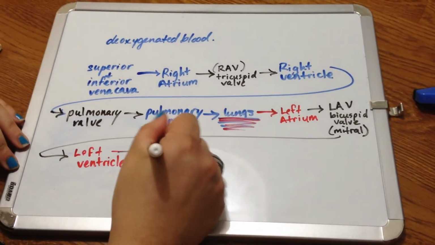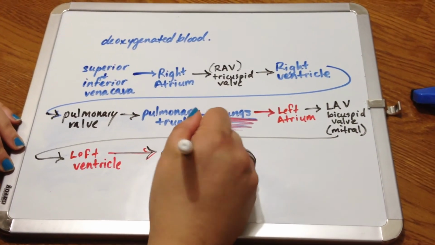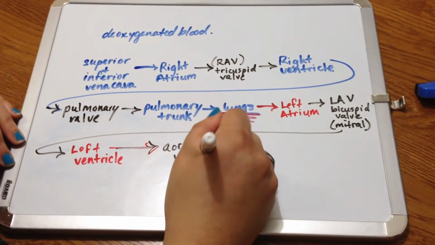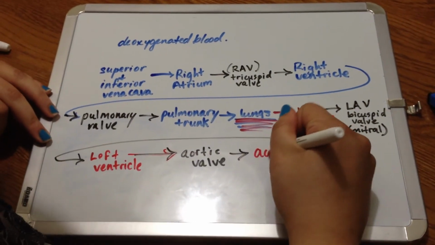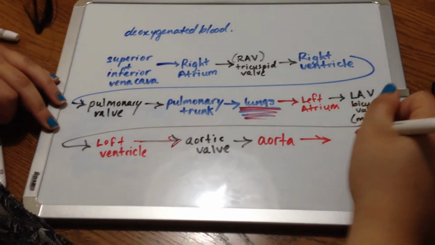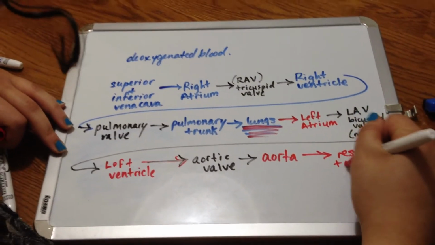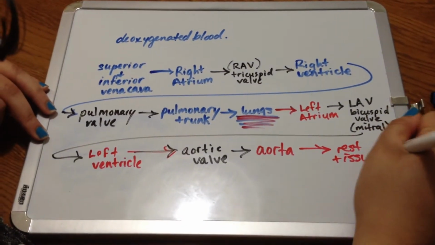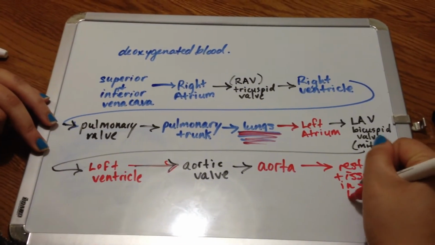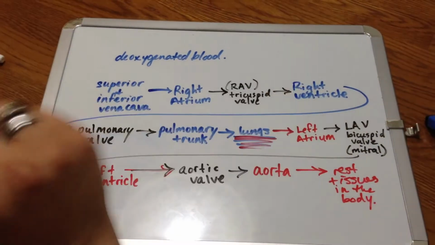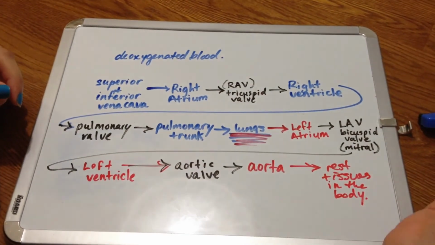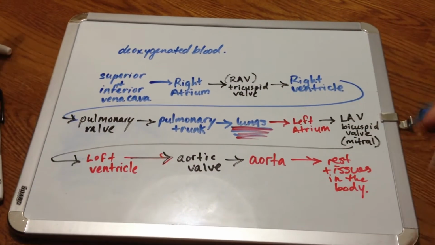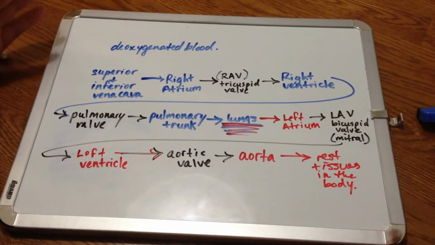The next valve is going to be the aortic valve. And that leads into the aorta, which leads to the rest of the tissues in the body. All right, so in the next few tutorials, I'll be talking about heart attacks and clogged arteries, but this one sums up the blood flow.